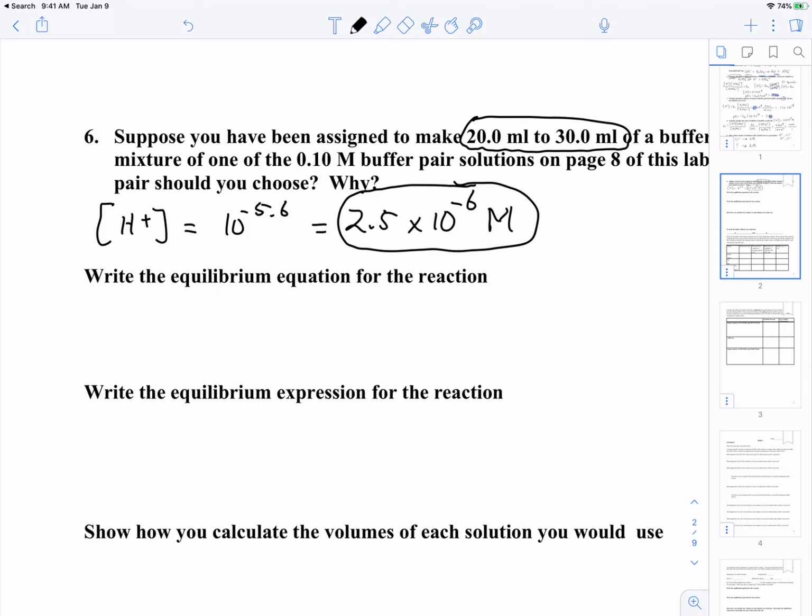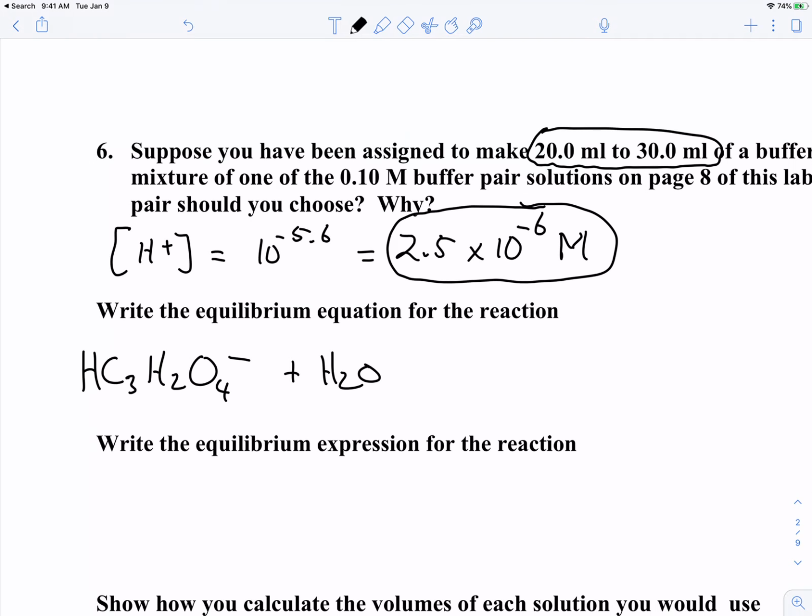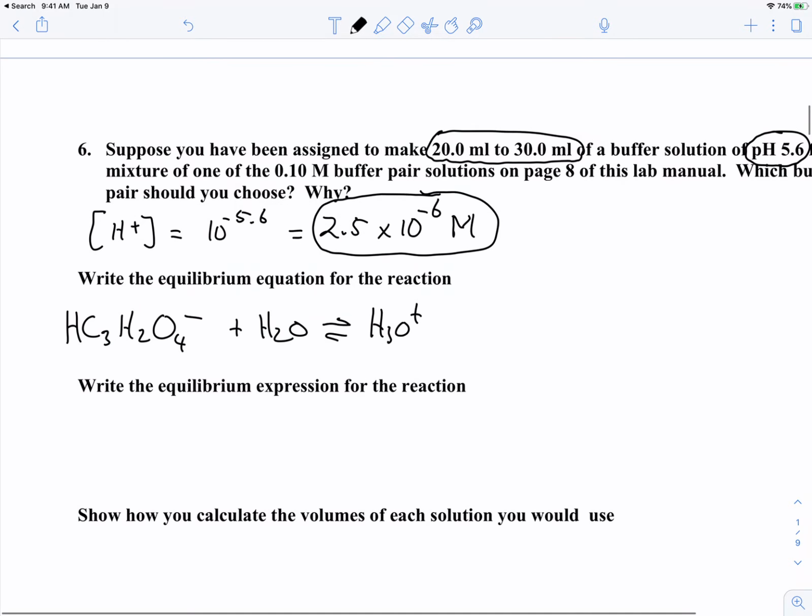Monohydrogen malonate is the name of this ion. It reacts with water. And we don't need to show the hydronium, but I am just to show you that it's the same analogy. Okay, so that is our equilibrium equation. Let's write the equilibrium expression for Ka.